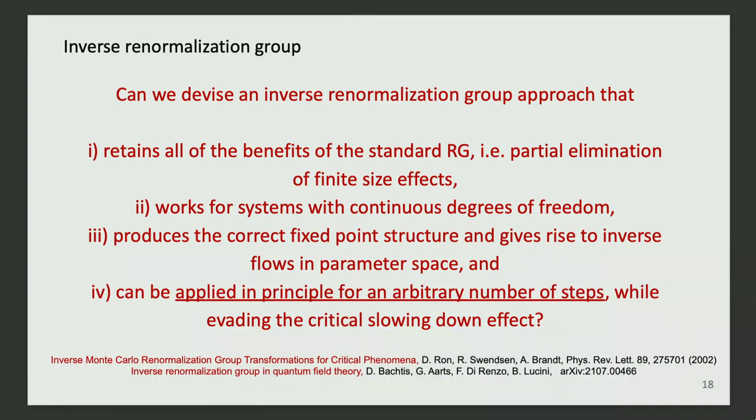And the question that I want to answer today is, can we devise an inverse renormalization group approach that retains all of the benefits of the standard renormalization group, so we are still able to partially eliminate finite size effects, works for systems with continuous degrees of freedom, which is of course important for us, that it produces the correct fixed point structure, and as a result gives rise to inverse flows in parameter space, and finally can be applied in principle for an arbitrary number of steps while evading the critical slowing down effect. And the answer is yes, we can do this, but of course it's non-trivial.